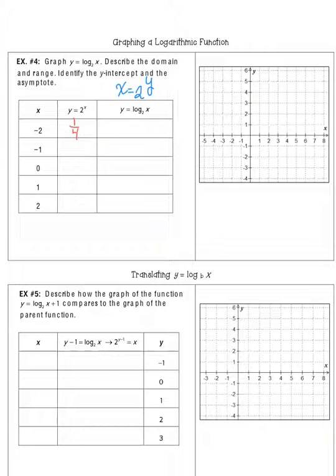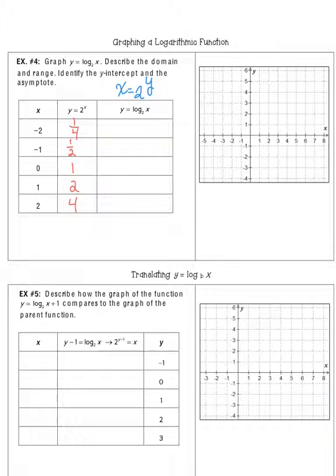Remember, a negative exponent means that you're taking a reciprocal. And then 2 to the negative 1 is 1/2. 2 to the 0 is 1. 2 to the 1 is 2. 2 to the 2 is 4. So let's go ahead and graph those.